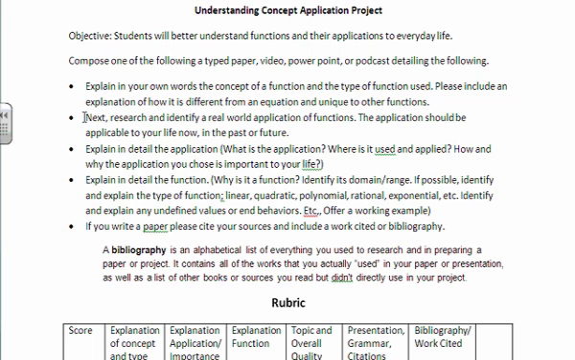Next, after you pick your type of function, and maybe you want to do these in any particular order, but next you want to research and identify a real-world application of the function. The real-world application should be something that applies to your life now, in the past, or in the future. So if you talk about inverses, find out where inverses apply to your life right now. How are they used in everyday life? And identify what that is.